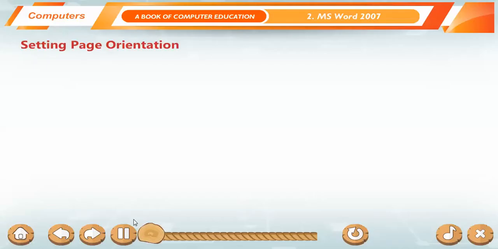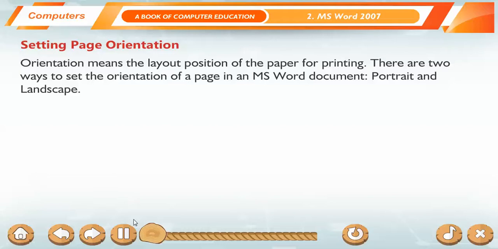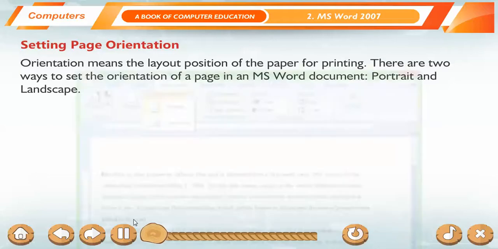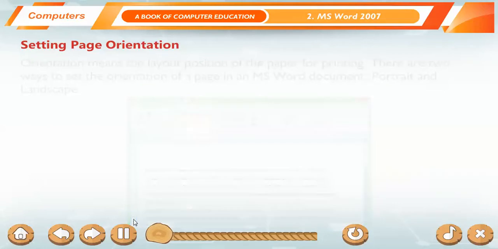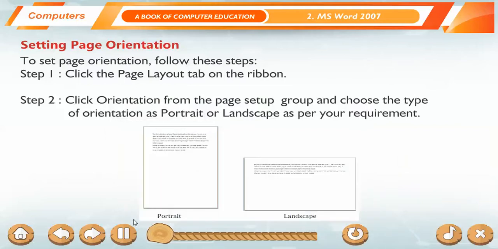Setting page orientation. Orientation means the layout position of the paper for printing. There are two ways to set the orientation of a page in an MS Word document, Portrait and Landscape. To set page orientation, follow these steps. Step 1. Click the Page Layout tab on the ribbon. Step 2. Click Orientation from the Page Setup group and choose the type of orientation as Portrait or Landscape as per your requirement.